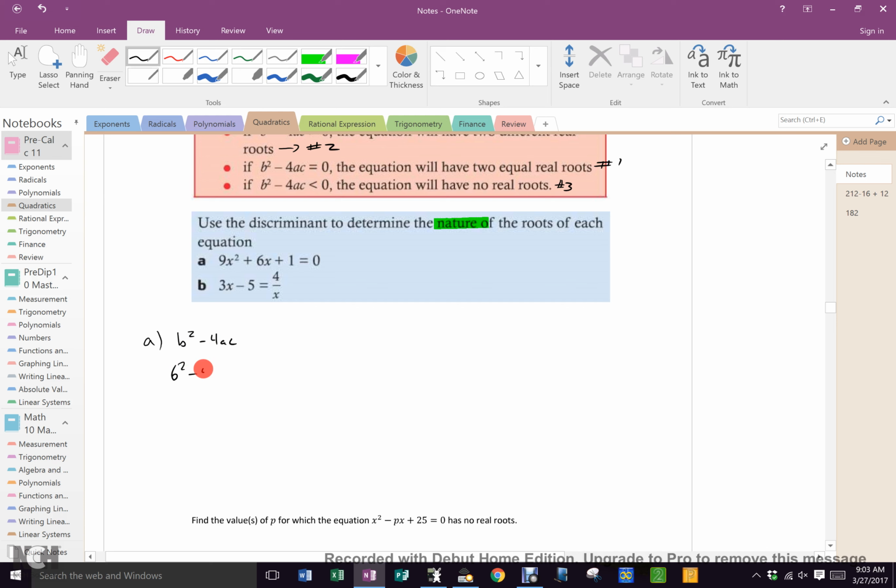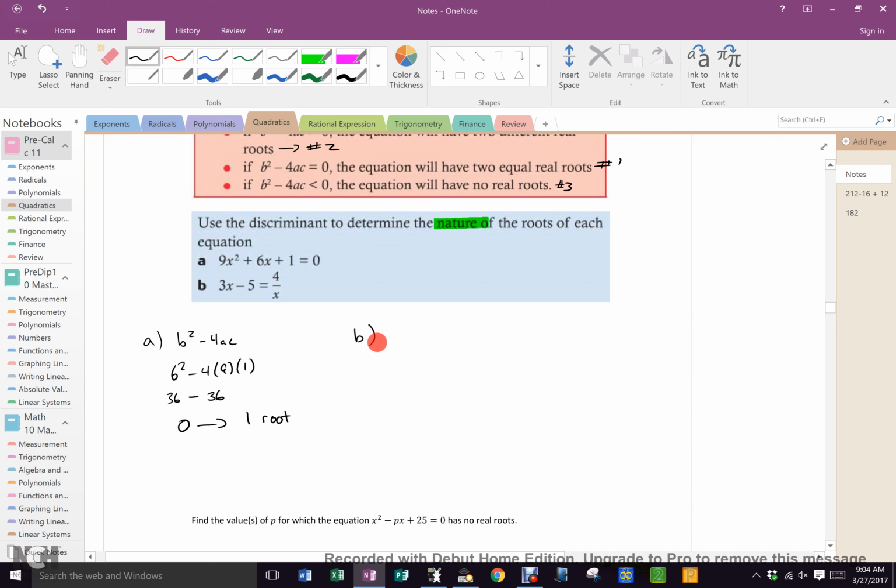6 squared minus 4 times what's a? 9. What's c? 1. So that's 36 minus 36. That's 0. So how many roots do I have? 1 root. I don't care what it is. I only wanted 1. Now look at B.